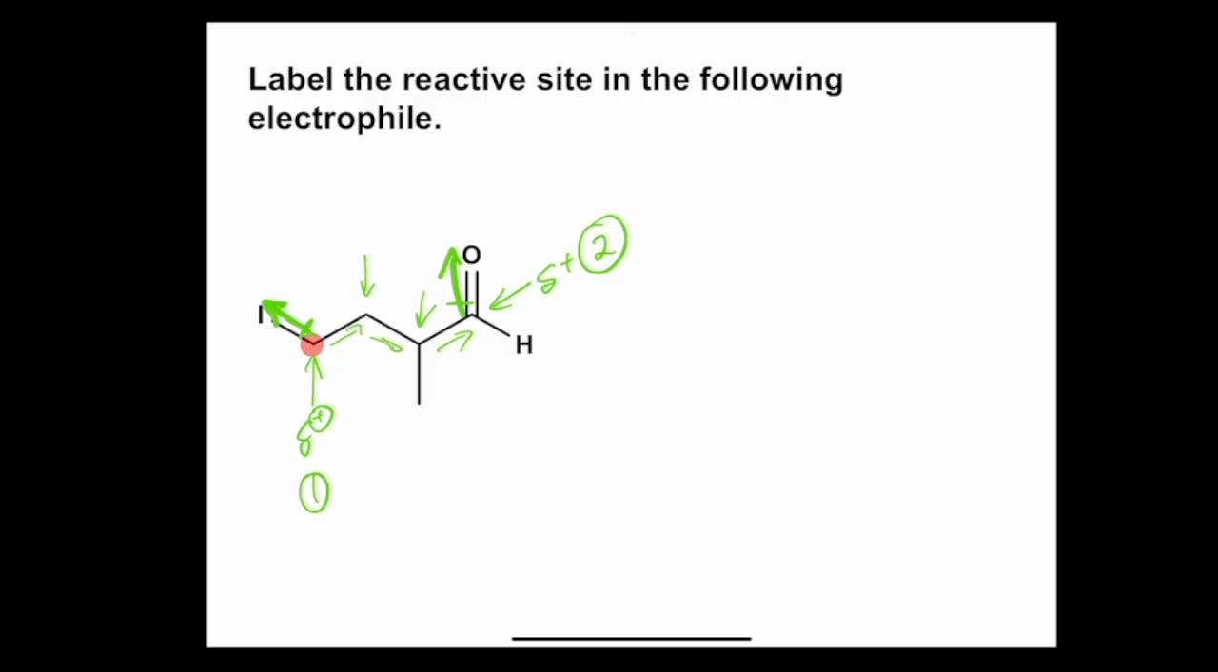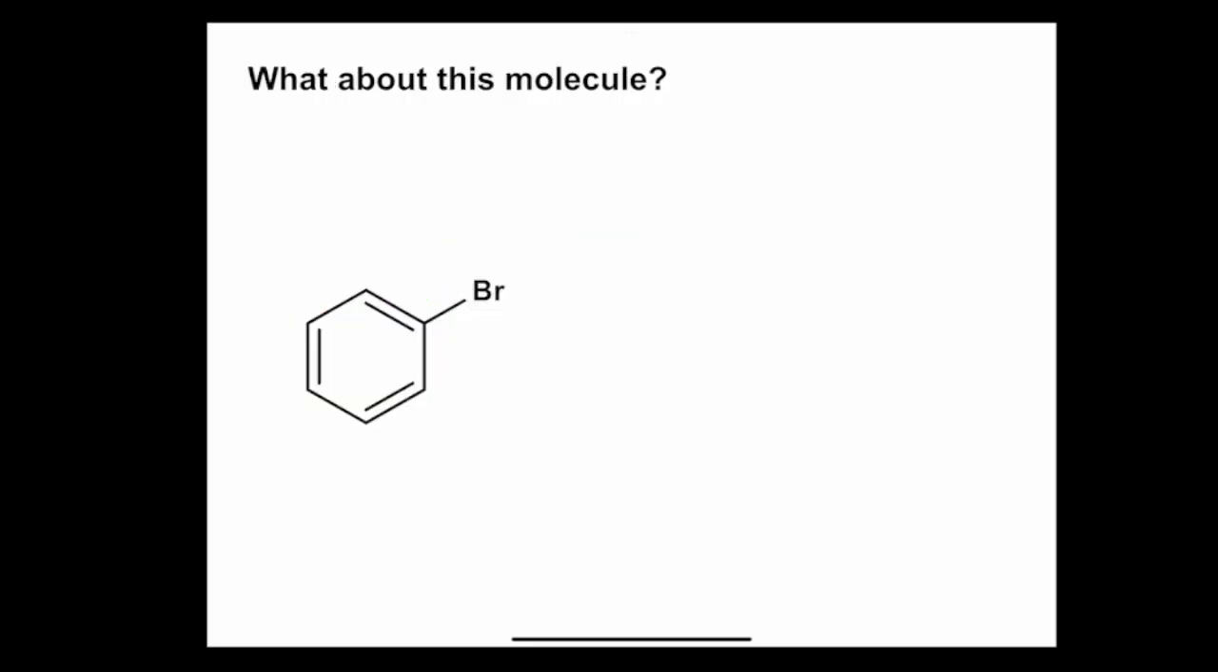But for substitution, my eye should focus only on this center. That's the center that has my leaving group, a group that can break away as a negatively charged species, and it is my sp3 center, not the other one. There's other chemistry we can do at this other one, this carbonyl. What about this one? Is this an electrophile?